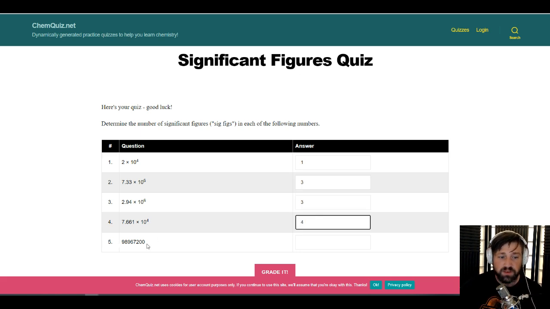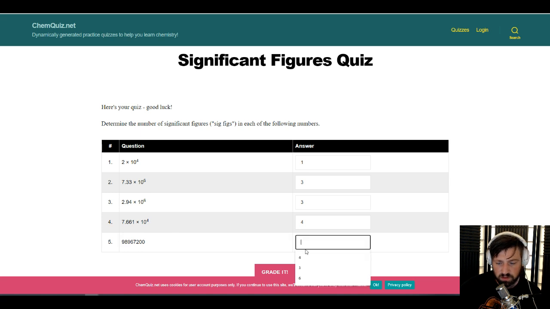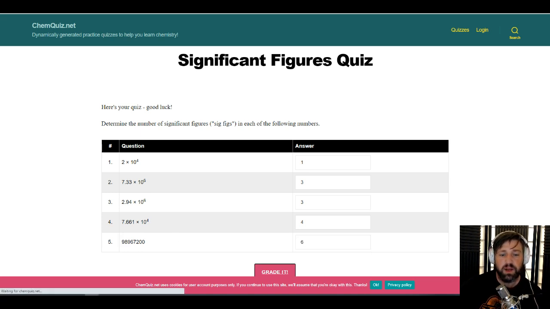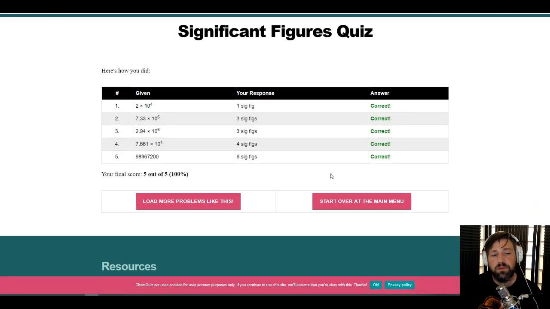This one is not scientific notation. So we have to go through and think. There's no leading zeros. There are these 2 back zeros, but we don't see any decimal place. So that means these back zeros are not significant. We're only talking about these guys. And that is 1, 2, 3, 4, 5, 6. Grade it. Hooray.